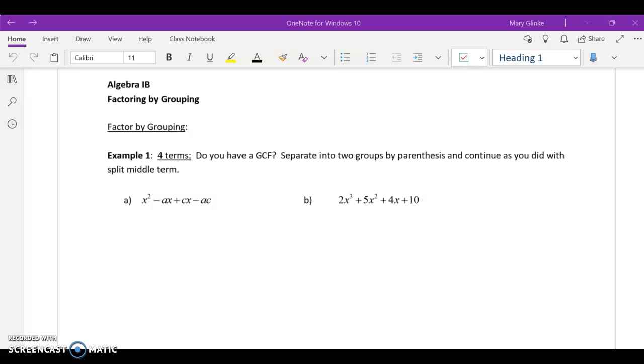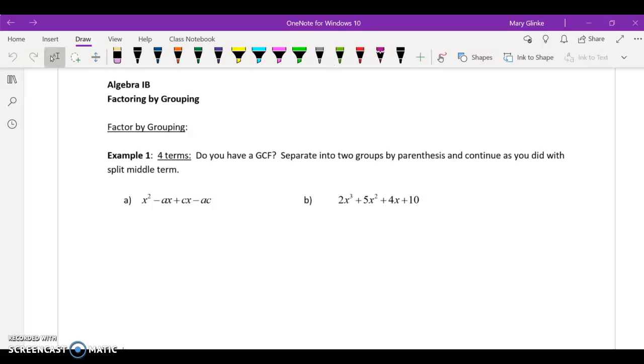Hello. Today we're going to be doing factoring by grouping, which is a new method of factoring for us. Factoring by grouping is going to happen when you have 4 terms or 6 terms. It's going to be an even number of terms. Now for us, we're going to focus on when there's only 4 terms. So doing the split middle term method is not going to work because you have too many terms there.